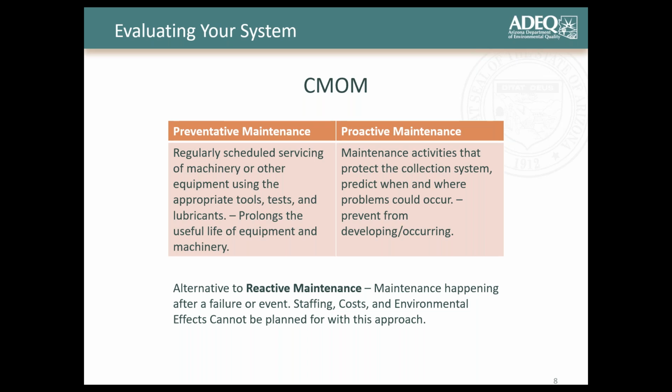It's not just about getting the tools to maintain your collection system, it's also about maintaining the tools that you're using in your collection system, right? All of it matters and all of it works in unison. So a good CMOM program is an alternative to reactive maintenance. And reactive maintenance would be maintenance that's happening after a failure event, right? CMOMs give you the ability to appropriately staff, look at costs, or look at the environmental effects before they happen, right? You can plan all this stuff beforehand with a CMOM approach.